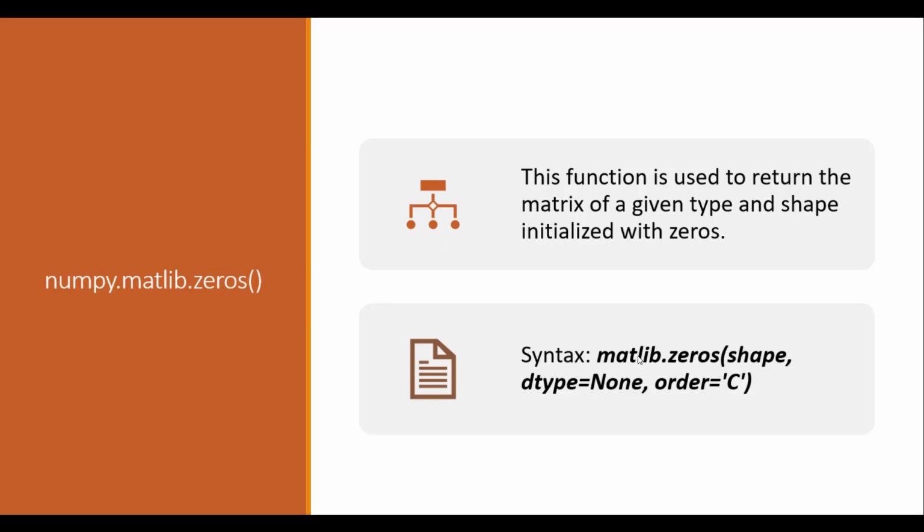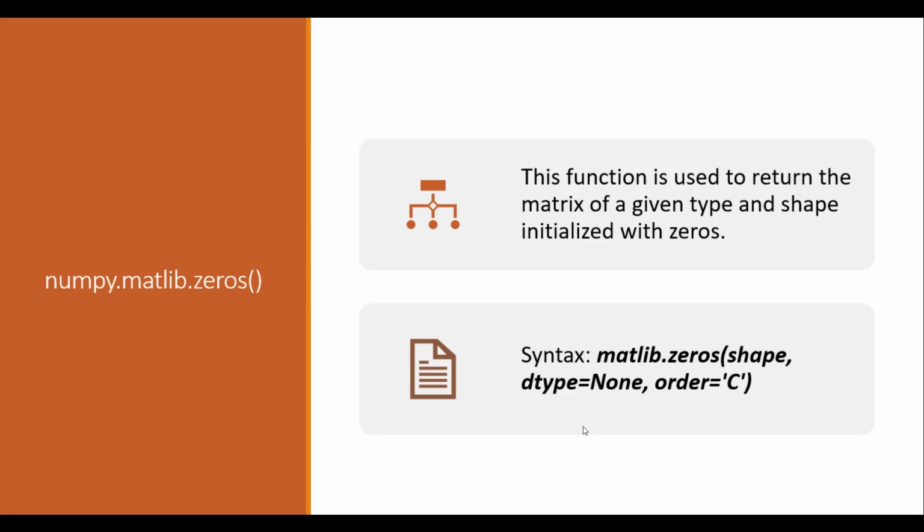The first parameter is shape. This parameter is in the form of a tuple and it is used to define the shape of the matrix. The next parameter is dtype. By default it takes the value None, and it specifies the data type of the matrix. The last parameter is order. It specifies the memory layout of the copy and by default it takes the value C.